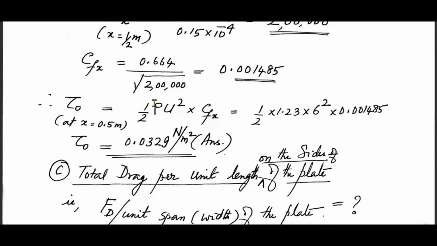And then that will lead you to the local wall shear stress at x equal to 0.5, the middle of the plate. You can make use of half rho u square into CFX, and you will get the same value as before. So you get the same value of tau 0 whether you use Blasius's correlation for the shear stress directly, or use the correlation for CFX, the local skin friction coefficient, and then use it in the expression for tau 0. So there are two options available.